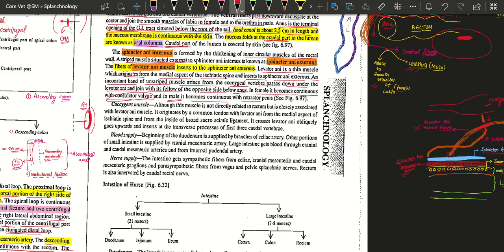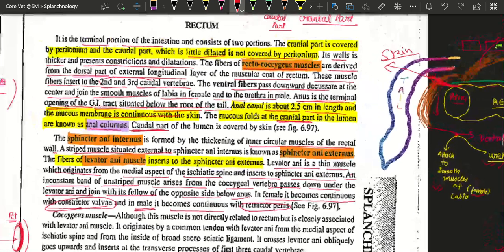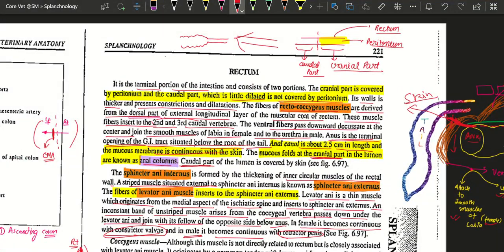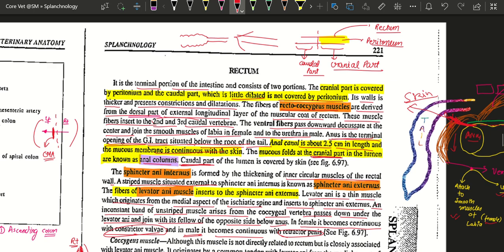So this was all about the rectum also. I hope you guys have understood certain parts. If not, you can go back and rewatch the video if you have time. Because the rectal portion is all about the muscles: how the muscles are arising, and where they are attaching. The primary ones are the rectococcygeus muscle, the sphincter ani externus and internus, and the levator ani. So the muscular portion is quite confusing, and the loop region is also quite confusing to someone.